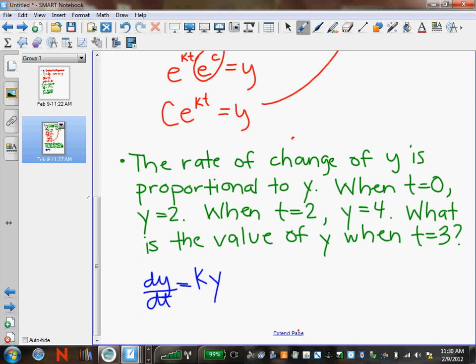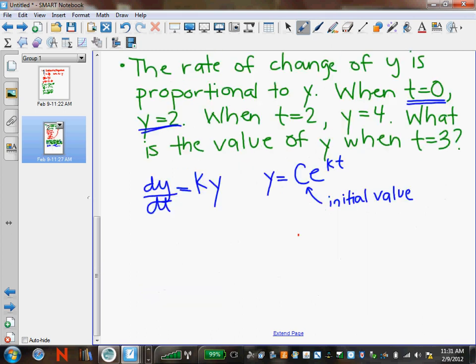Well, we just learned that that means that y is equal to C e raised to the kt. Anytime you're given the initial time value, that's the same thing as your C. C will be the initial value. So that means in this case, I know that y equals 2e to the kt. Now all I have to do is solve for k. But I'm given that when time is 2, y is 4. So I plug in 4 for y and 2 for t, which will give me 2 equals e to the 2k. I have to solve for k.